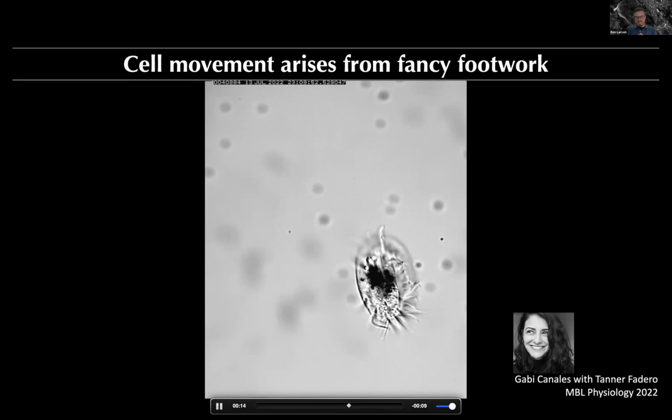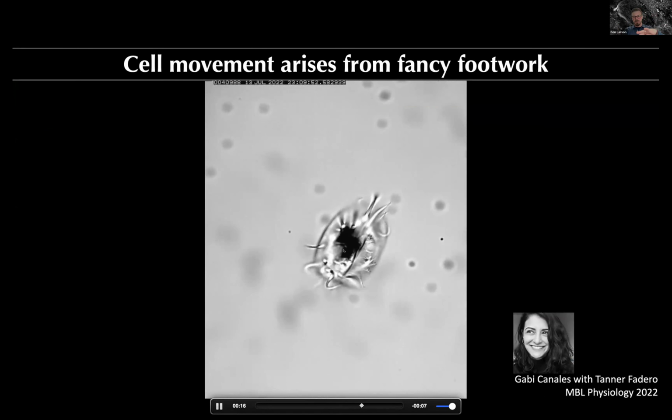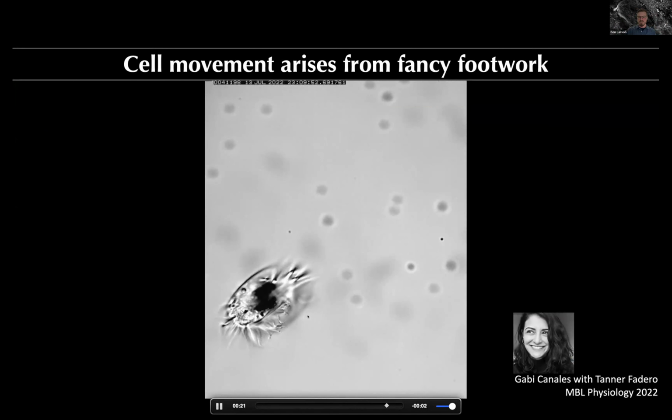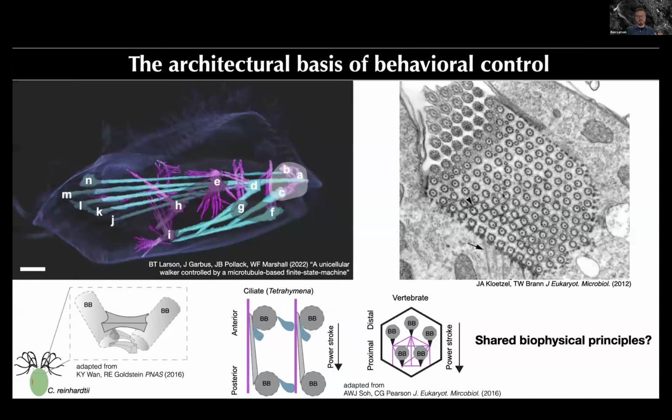And so this is a cell that's imaged under high-speed microscopy. You can see the cell sort of reorienting, running off in a new direction here. It's doing all this while maintaining contact with the cover slip. And one of the things that we found, just to skip ahead, is that this internal system of bundled microtubules is actually important for mediating coordination among the appendages.